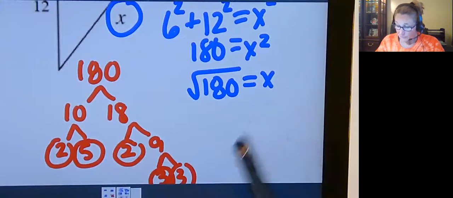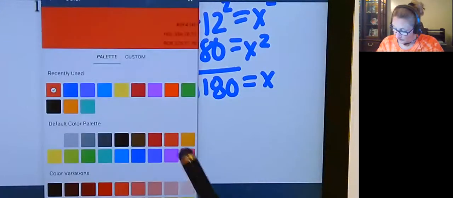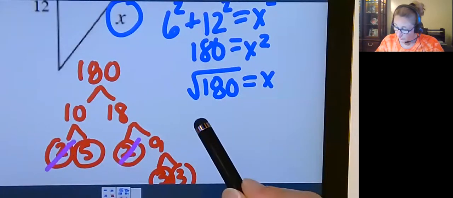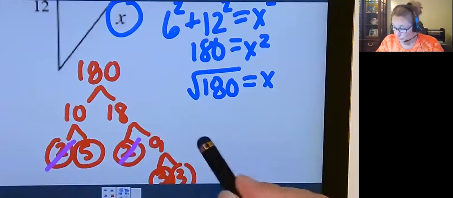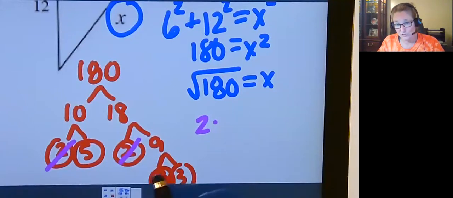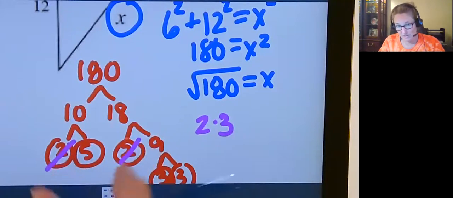Now, if you have a pair, that means that was a perfect square. So do you see how I have two 2's? Because I really had a 4, and the square root of 4 is 2, so a 2 would come out. And then I had two 3's, which is a 9, and the square root of 9 is 3, so a 3 can come out. So when you have pairs, that's going to come out of your radical.